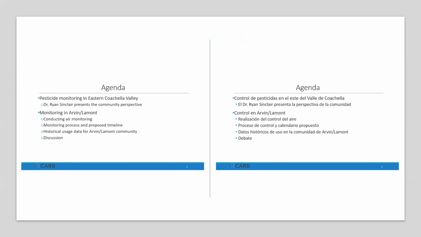Okay, so here's our agenda. Some of the topics I'll be reviewing today in this presentation. Dr. Sinclair has already presented. Then we'll go into an overview of CARB's approach for Arvin, Lamont: how we have been conducting air monitoring, the entire process and potential timeline, and historical usage for the Arvin Lamont community. And then towards the end, we'll open it up to discussion.